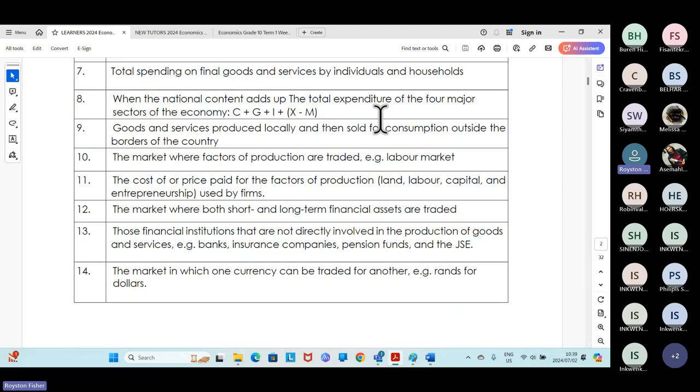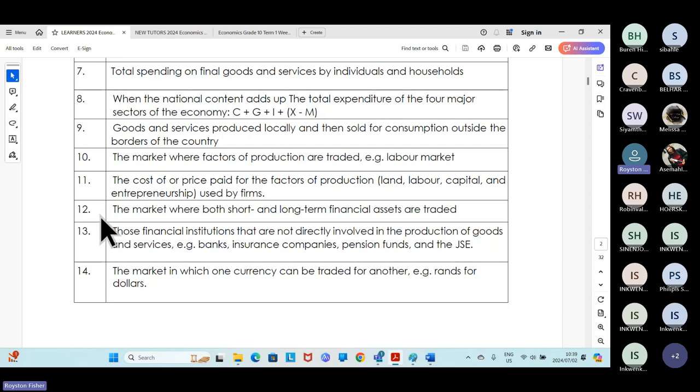Then number 11, the cost or the price paid for factors of production. They give you the factors of production, which are land, labor, capital, and entrepreneurship used by firms. So basically, what do they get in return for offering up the factors of production? They get a factor income. Just think of it, salaries and wages, if you offer up your labor.